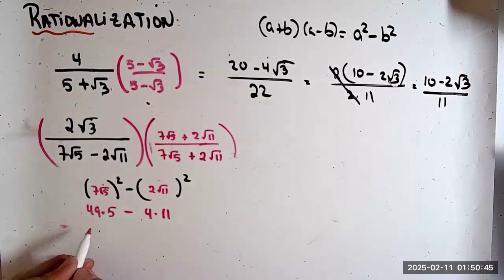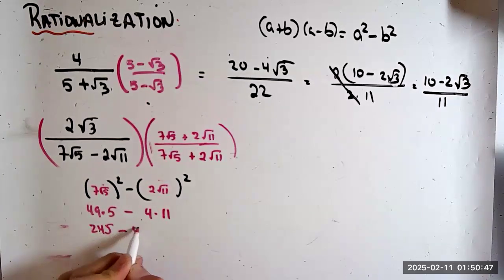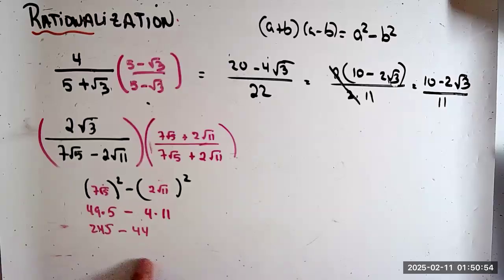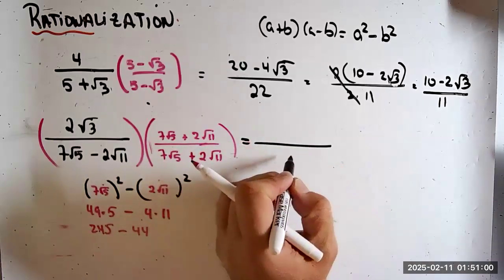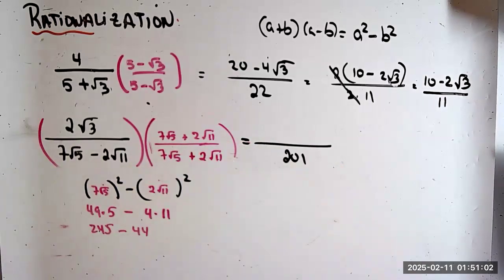I think that's 245 minus 44. That would be 201. 245 minus 44, 201. I think I did it right. 201. Yeah. So my denominator will be 201.